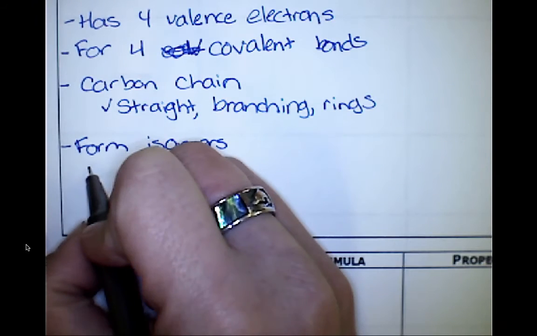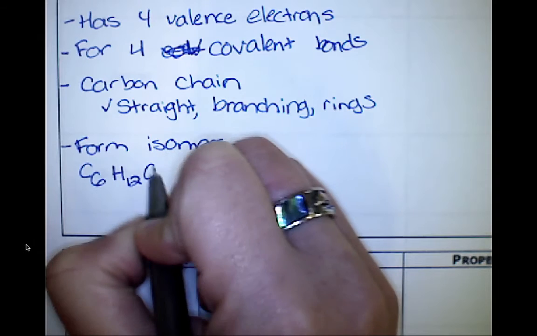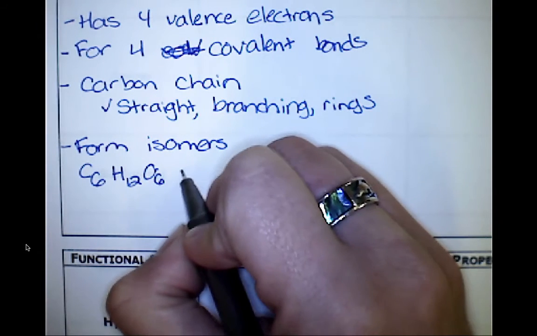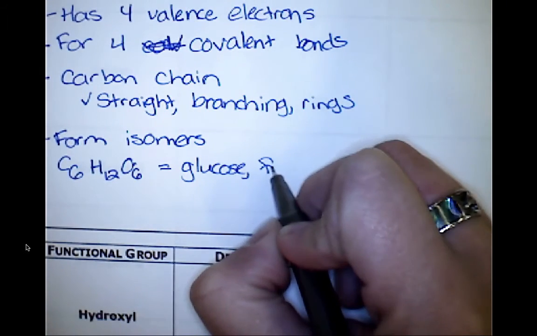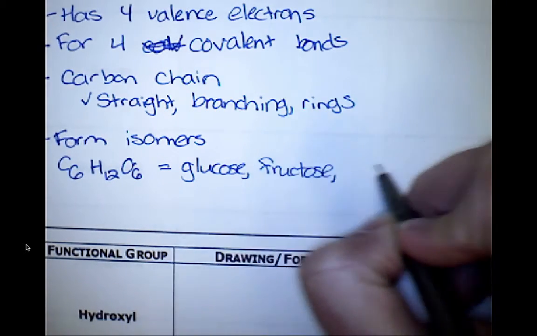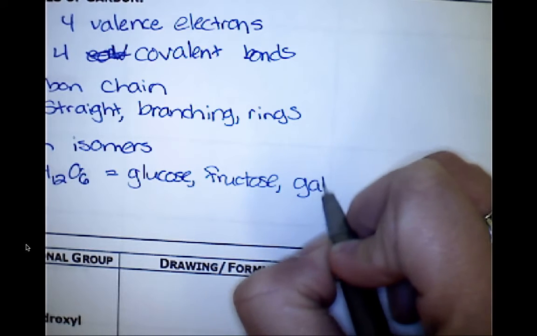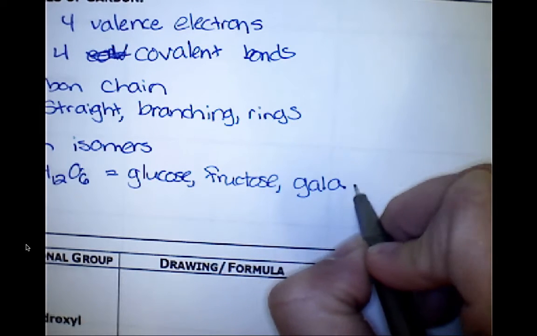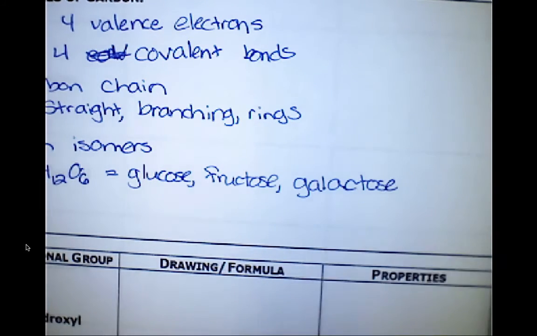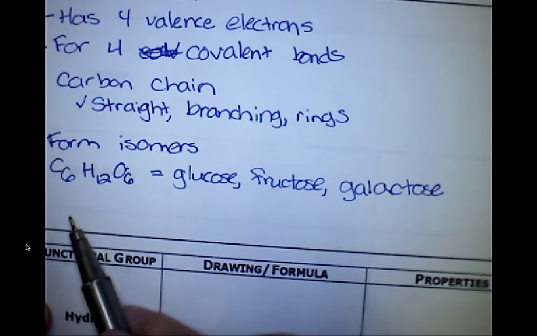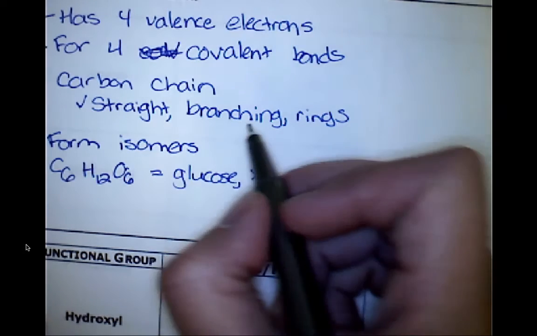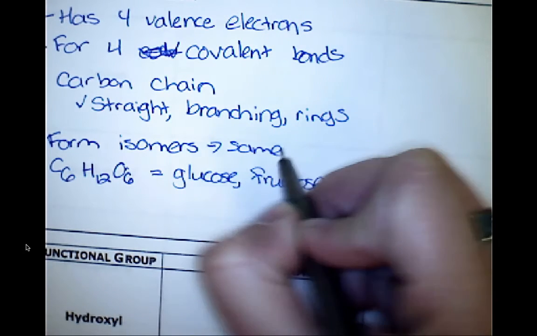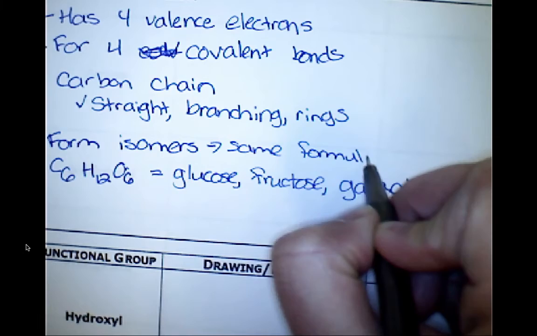So for example, C6H12O6, many of you are probably saying is glucose, which you are correct, but it is also the chemical formula for fructose and galactose. And we'll look at how that works when we look at the sugars or the carbohydrates. But basically, these all have the same chemical formula. They have 6 carbons, 12 hydrogens, and 6 oxygens, but they have different shapes. So same formula, different shapes.